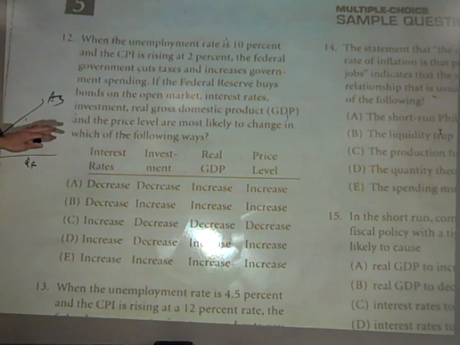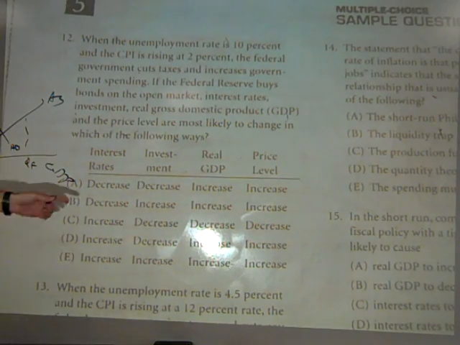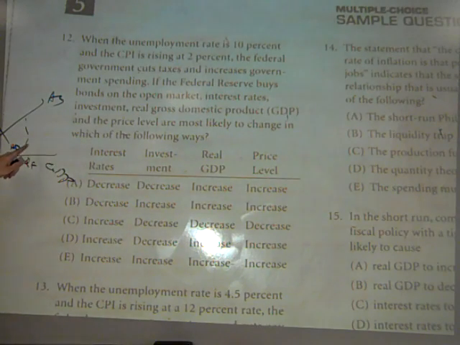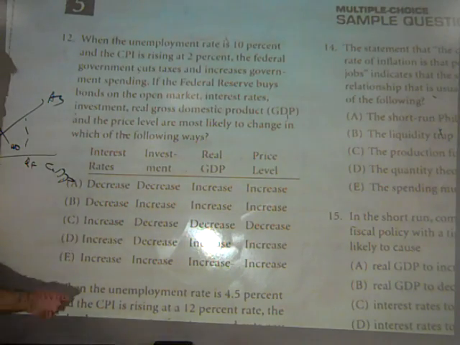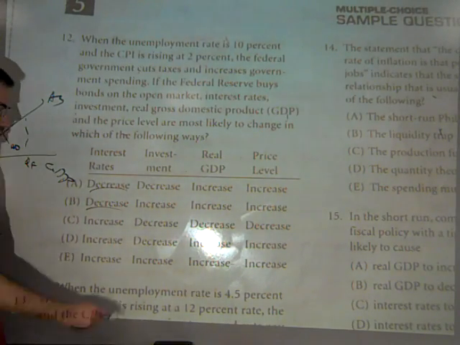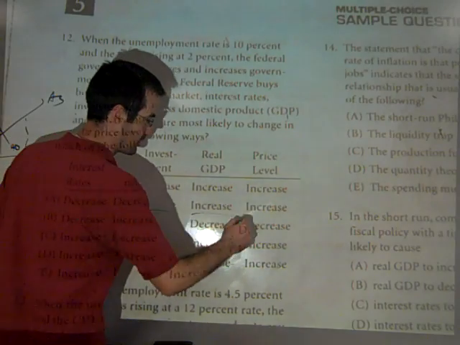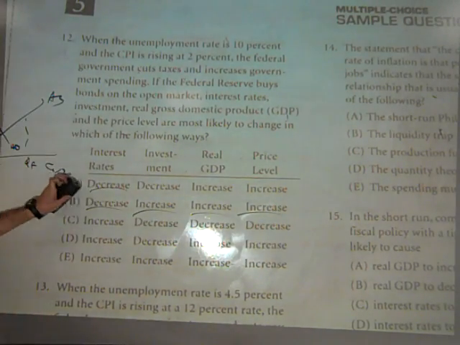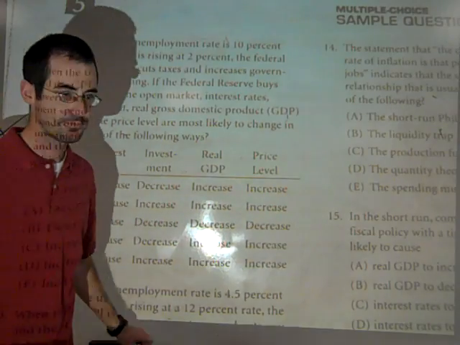Anyway, do you label my axes? Alright, the Fed buys bonds in the open market. Is this appropriate for the Fed to buy bonds in the open market during this recession? Yeah, that's expansionary. And we've drawn it 1,000,000 times. That increases the supply of money, decreases the interest rate, which increases investment, which increases both real GDP and the price level. That's good. We don't like that, but we'll deal with it. I like B.